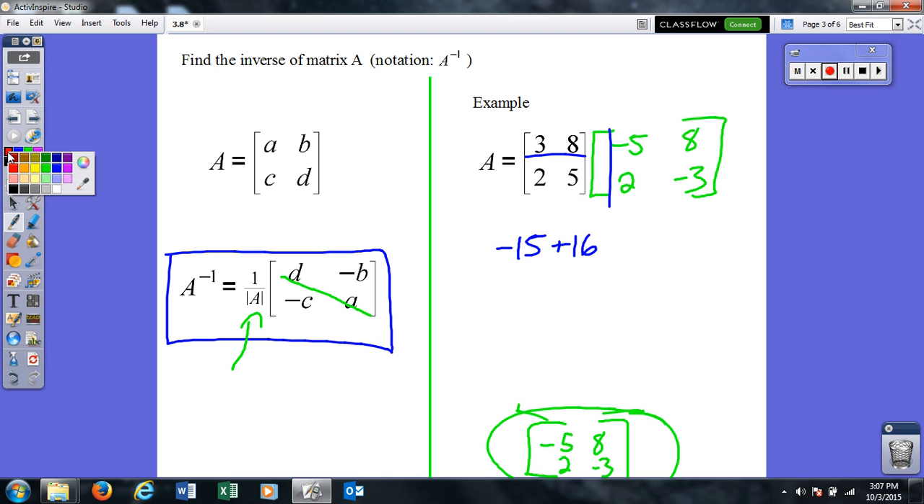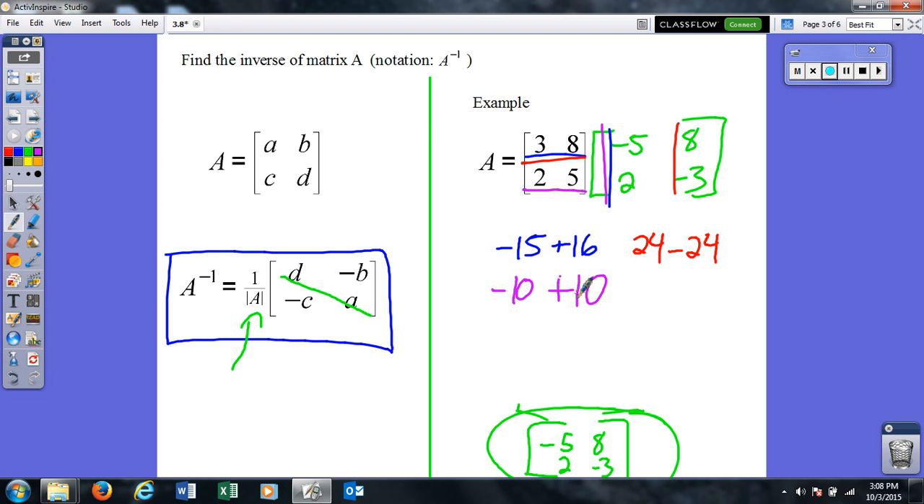For the top right spot, we're going to use the top row right column. So that's 3 times 8 is 24. 8 times negative 3 is negative 24. And then for the bottom left spot, we're going to use the bottom row left column. So that's 2 times negative 5 is negative 10, plus 5 times 2 is 10. And then for the bottom right spot, we're going to use the bottom row right column. So that's 2 times 8 is 16. And then 5 times negative 3 is negative 15.